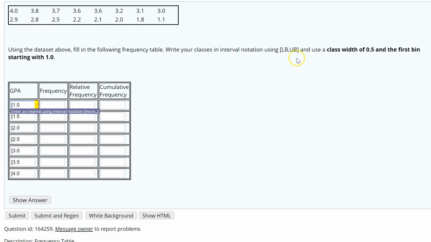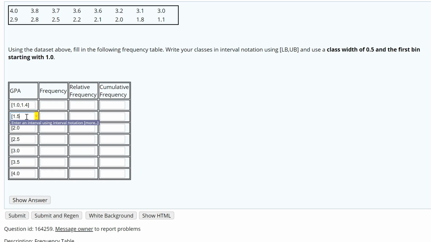Now, if we were using just the parentheses on the other side, then we could say this has a width of 0.5 because it goes from 1.0 to 1.5. However, since we are using the bracket instead, we want to think what's the highest value that's going to be in this bin, because 1.5 is actually the next bin. So since we're rounding everything to just one decimal place, well, what's the highest number that's not 1.5 but has one decimal place? That would be 1.4. So that's going to go up to 1.4.